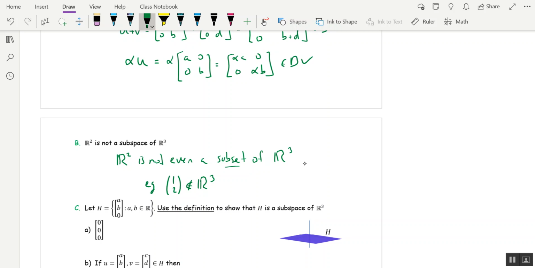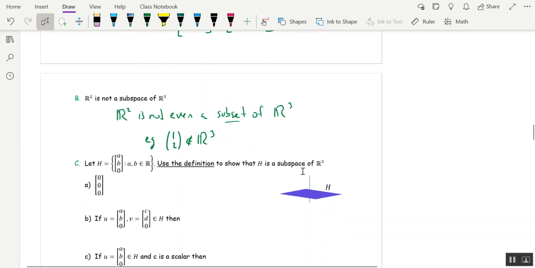However, there is a copy of R2 that lives in R3, and that might be what you're thinking about when you think, well, R2 should be a subspace of R3. For example, here's a picture of R3. The XY plane is like a copy of R2 that lives inside of R3. So how do we get that to work? Look at the vectors of the form A, B, 0, where A and B are any real numbers. That's a copy of R2, right? A and B can be anything, but the Z coordinate is 0.